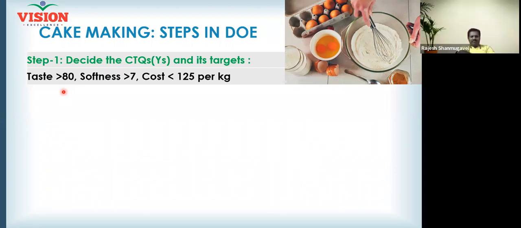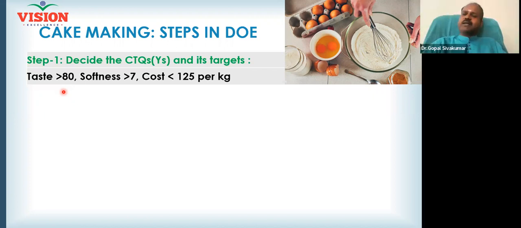Depends on the sugar level. That is the X factor. I'm talking about the Y factor, the taste. I prepared a cake. I want to know how tasty it is to my customer. Now tell me, how can I know it?